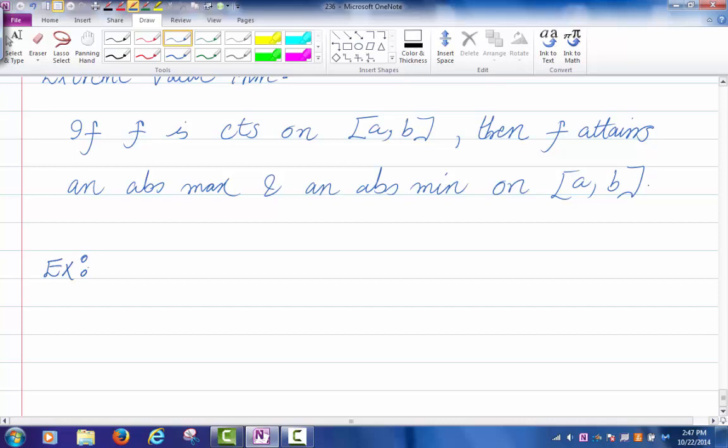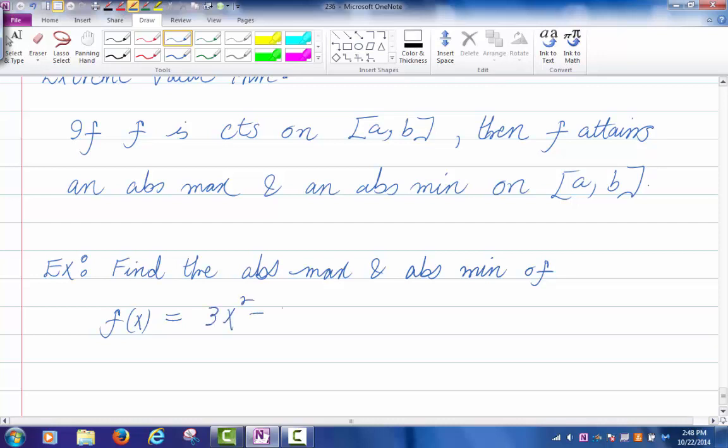Is everybody clear on what is expressed by the theorem? So the question is, find the absolute maximum and absolute minimum of the function f of x, which is 3x squared minus 6x.